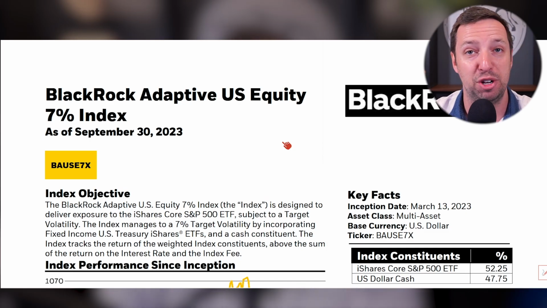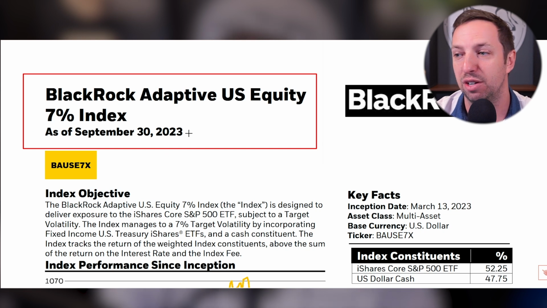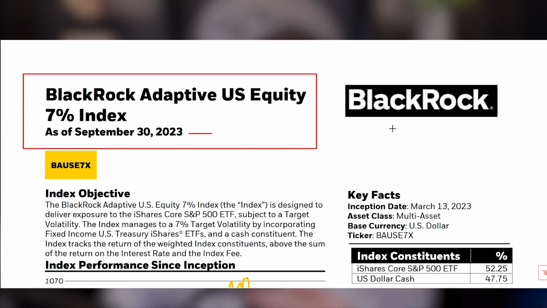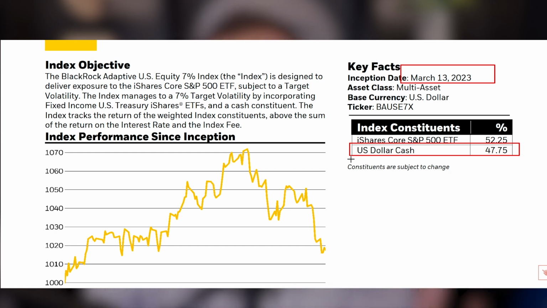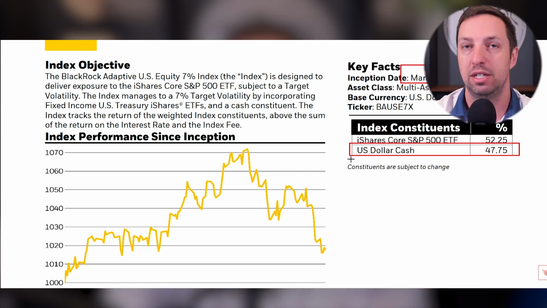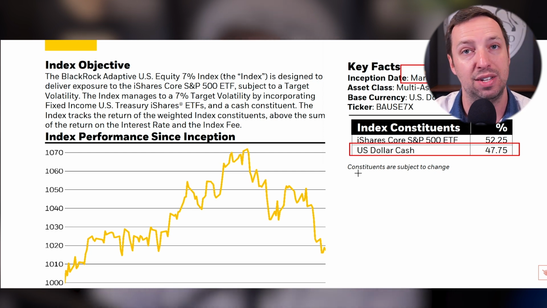Well, I happen to have their actual fact sheet. So this is the BlackRock Adaptive U.S. Equity 7% Volatility Index as of September 30th, 2023, straight from BlackRock themselves. And here's what you need to understand about this particular product. As of March, and this is the most up-to-date values that I could find, almost half of the money was sitting in cash. 52% of the money is sitting in the S&P.